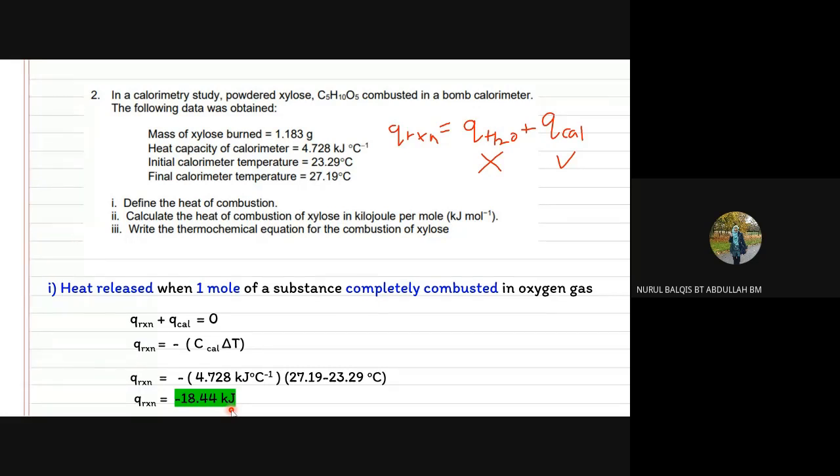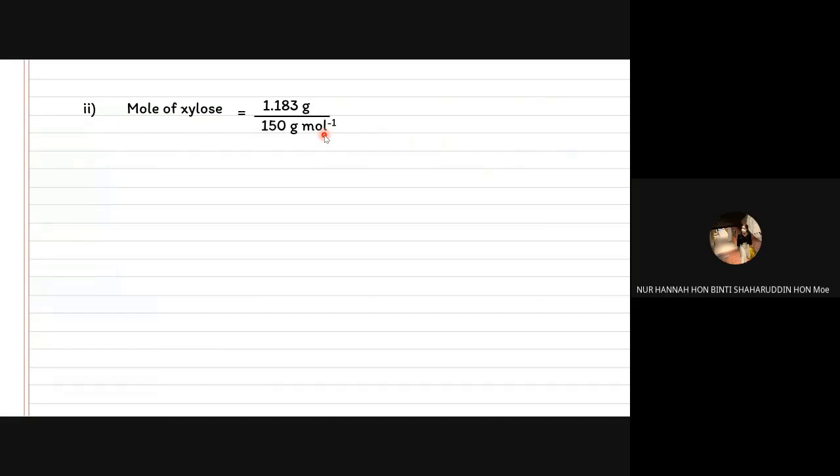Is this amount of energy belonging to 1 mole of xylose already? No. This negative 18.44 kilojoule only belongs to the substance being combusted, which is the 1.183 gram. But we don't want them in gram, we want them in mole. So what do we need to do? Divide by molar mass, to find the number of mole. Okay, so find the number of mole.